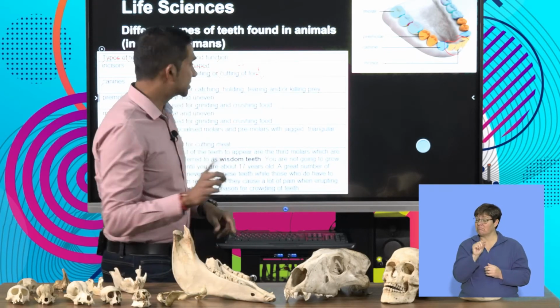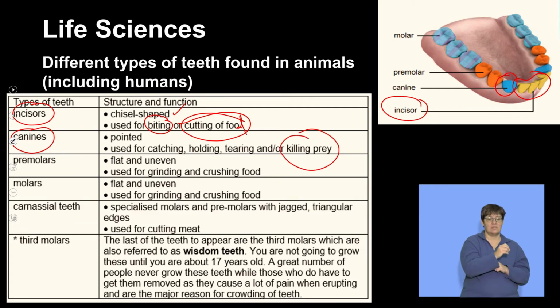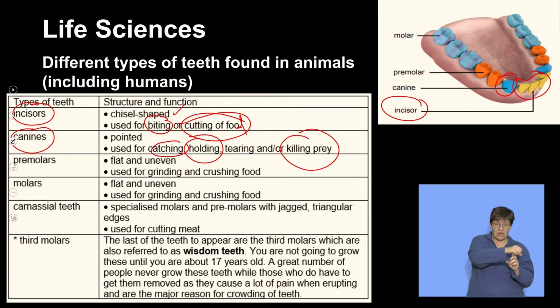Interesting. Let's look at the next set of teeth, your canines. Guys, canines are significantly well adapted in individuals that are carnivorous, meaning individuals that are able to feed off prey, where they have to catch their prey, hold and tear off parts of their body.